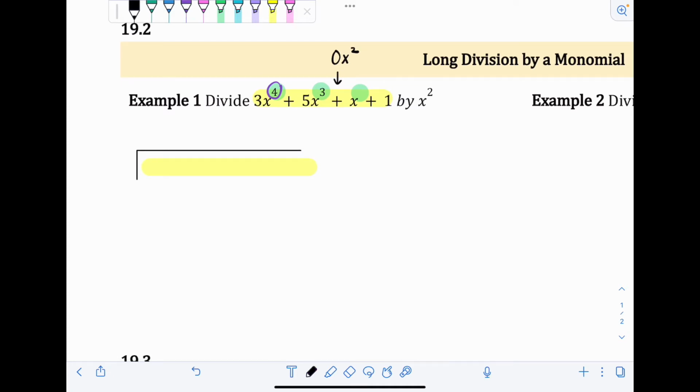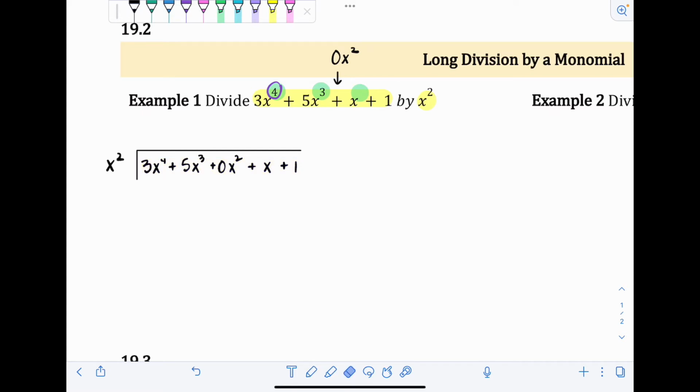Okay, so inside my division bar would be 3x to the fourth plus 5x cubed, and then plus that 0x squared. So 0x squared is still 0. It's just a placeholder for where x squared would be. And then plus x plus 1. And then I'm dividing that by x squared, so that's what goes out here.